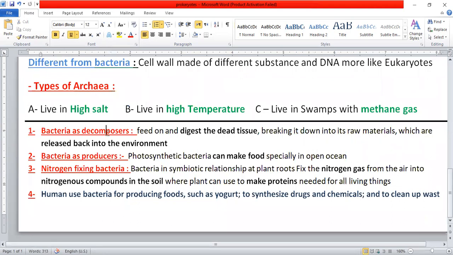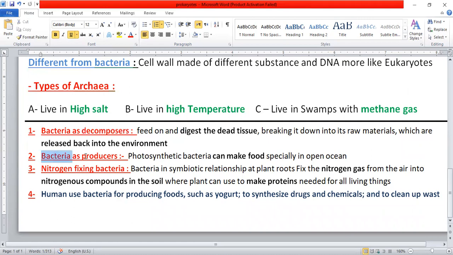Some bacteria act as decomposers because they digest the dead tissue. When something is dead, an apple left on the table, the bacteria will come, digest this dead apple, and break it down into raw materials, okay? Also in nature, when something is dead and left in the soil, the bacteria digest it, break it, and these raw materials, after being broken down by the bacteria, will be released back in the soil to the environment. So bacteria as decomposers are like recycling the dead organisms, okay? It allows the plant to use the material in the dead organism's body, okay?